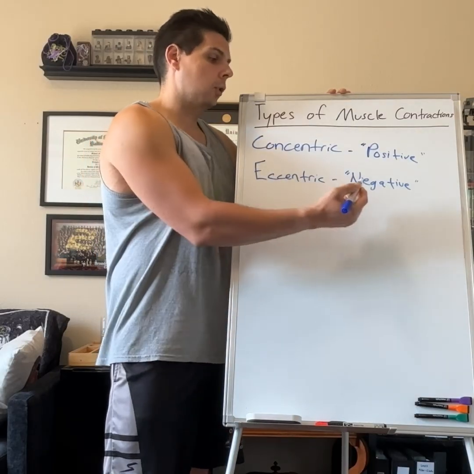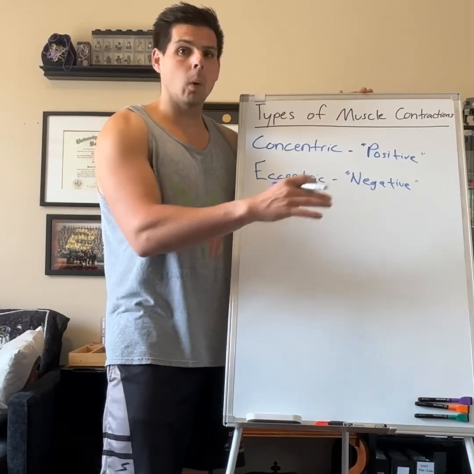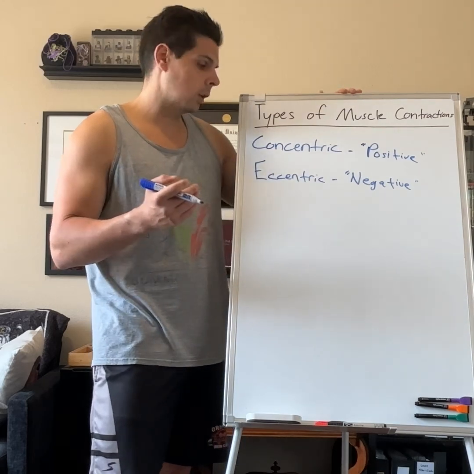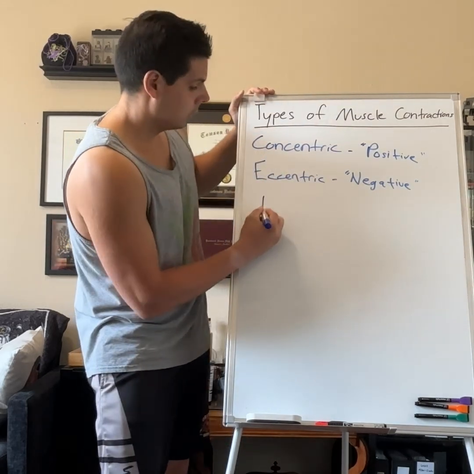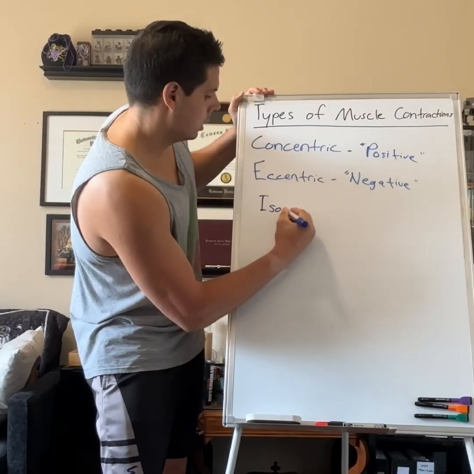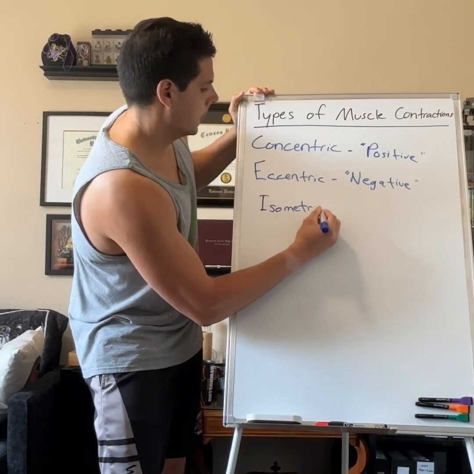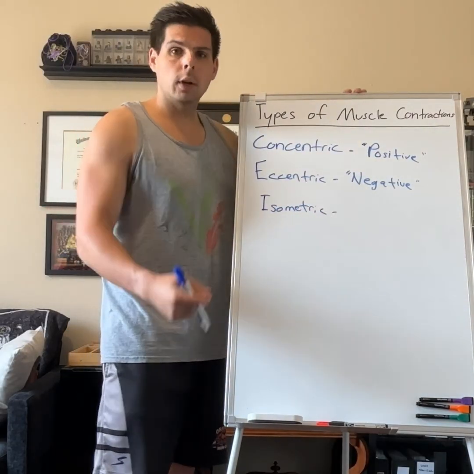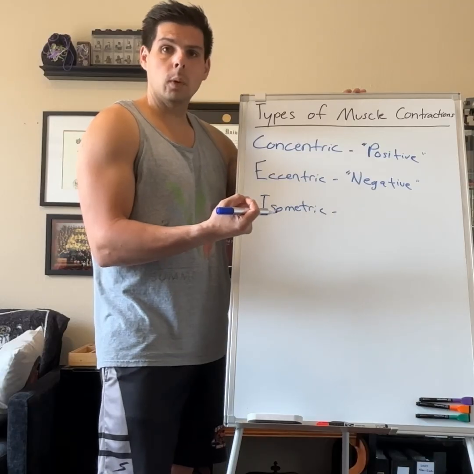And the eccentric is usually referred to as the negative or the down part of most lifts. In the middle of these two things is an isometric contraction. And an isometric contraction is just holding a muscle or a joint in place.